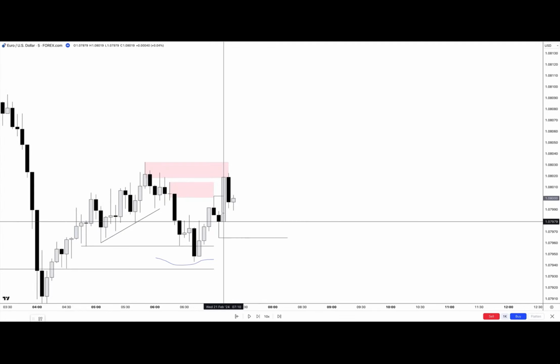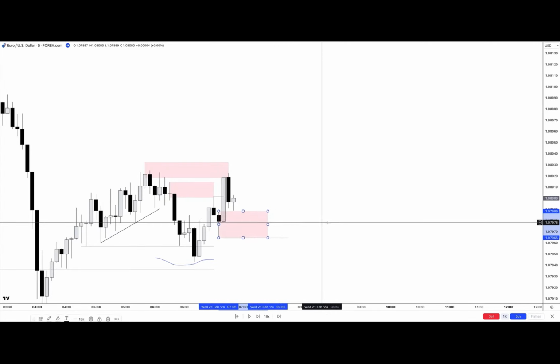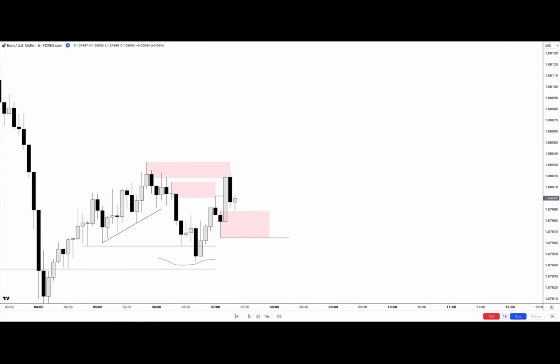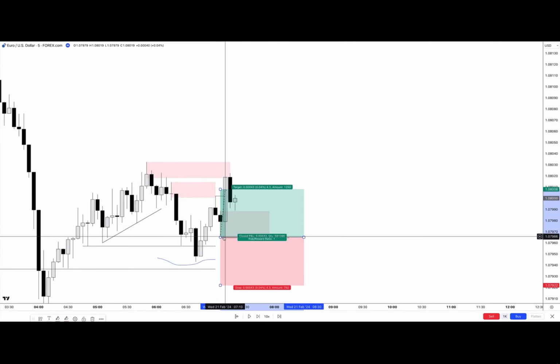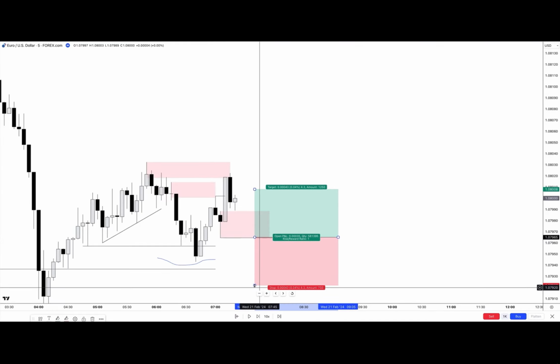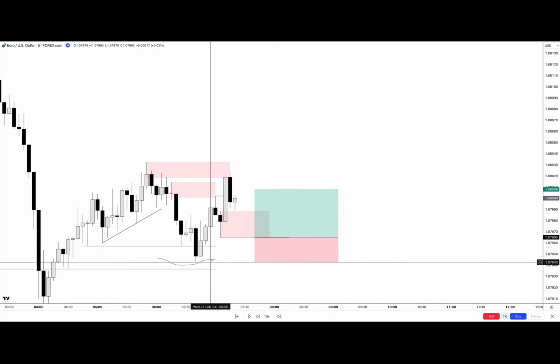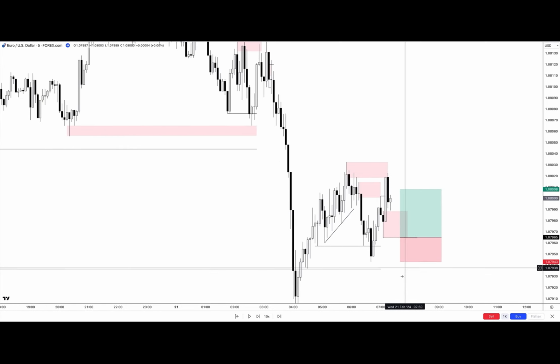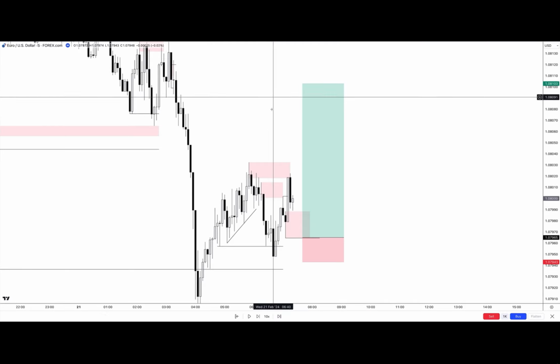This is going to be a trap. We're going to wait for price to stab below it, and that is where we will be pressing buy. And of course, where's our stop going? Below the liquidity block. So this would have been how you could have taken your entry.